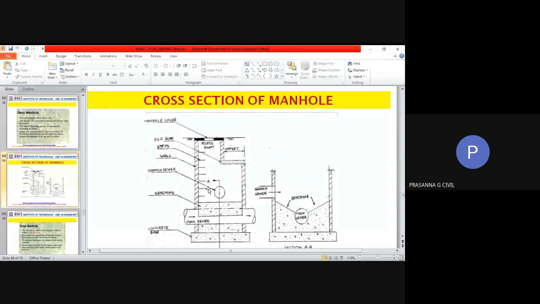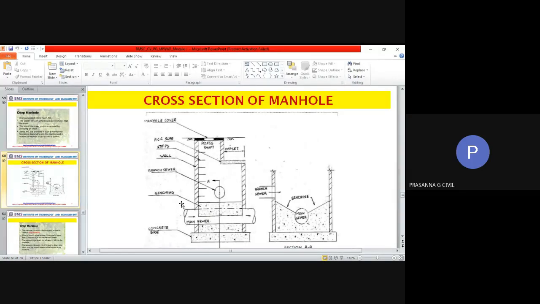Sometimes it can be for some other purpose also. Just because there is some change in gradient, for that reason also you may have kept a manhole. So for different conditions, a manhole can be provided, and this manhole is provided where a branch sewer is meeting a main sewer.